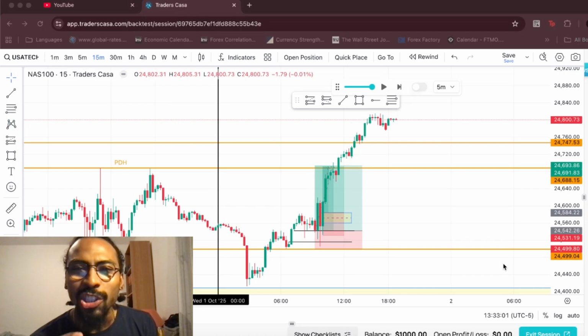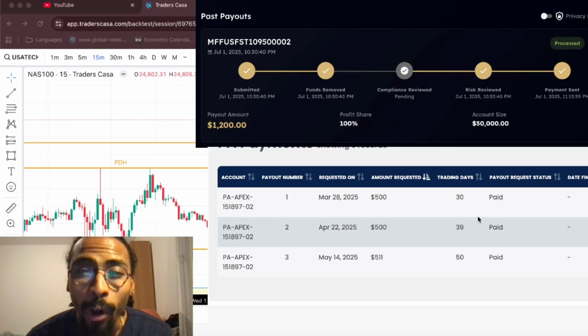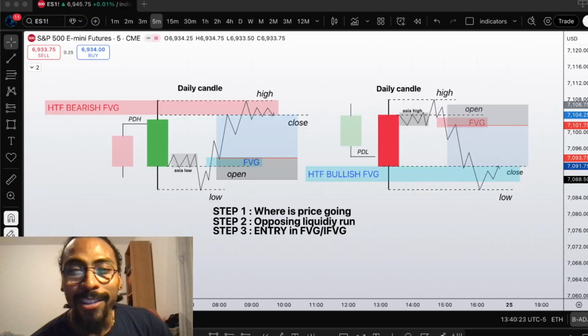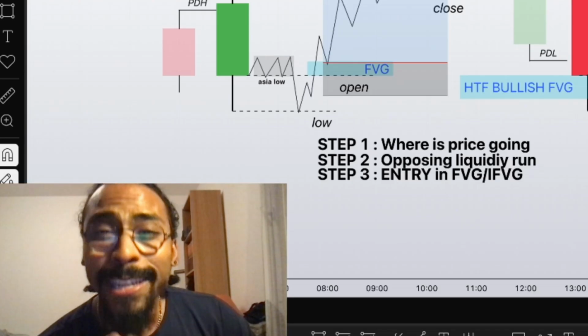Today I'm going to show you guys a strategy that has gotten me over 4 consistent payouts. It has a 60% win rate, and out of my 6 years of trading, this has been the most easiest and simplest strategy I've ever had. And I'm going to break all this down step by step in under 10 minutes.